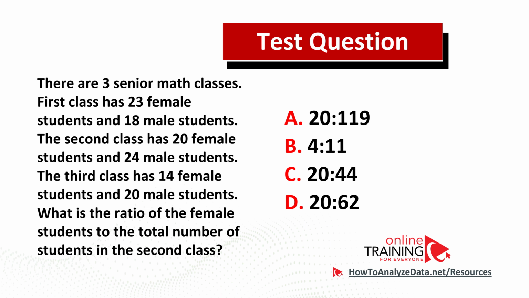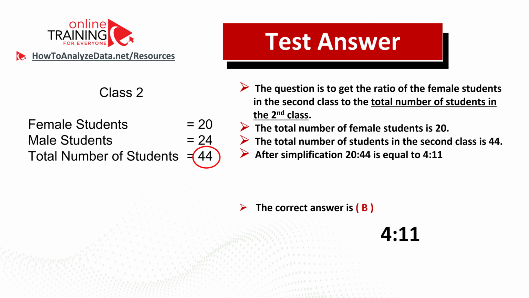Did you come up with the answer? Let's continue to see if we can solve this challenge and get to the correct solution together. The tricky part here is that you're presented with lots of data about first, second, and third classes. But the question only asks you about the ratio in the second class.